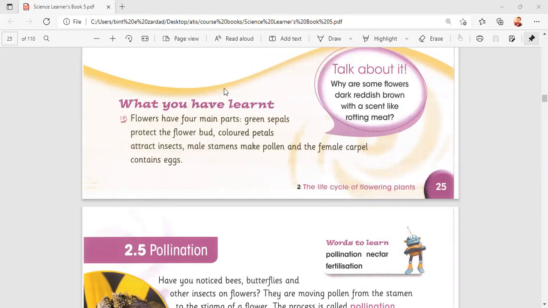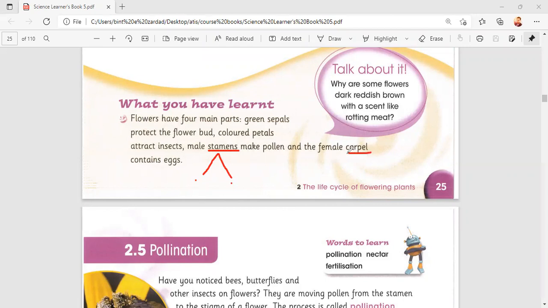After this, the male part, the stamen. Further, we have subparts of the stamen. This is the male part: number one, anther, and number two, filament. Anther makes pollen, the powder. The tip of the filament is the anther. This is the male part, the stamen. The female part is the carpel, containing eggs.